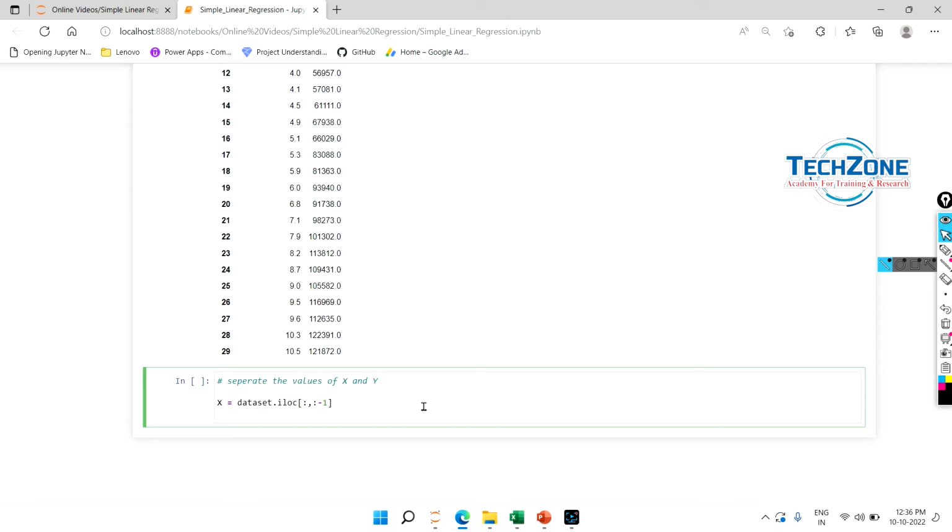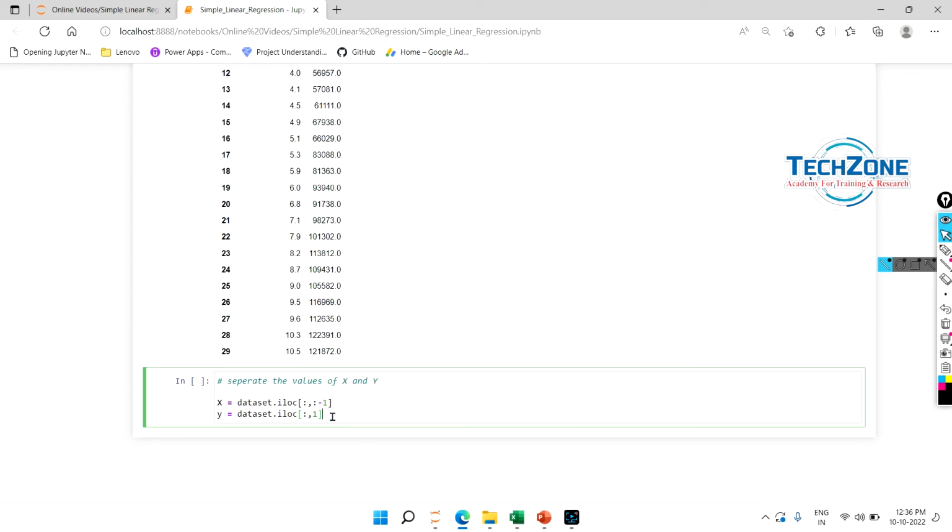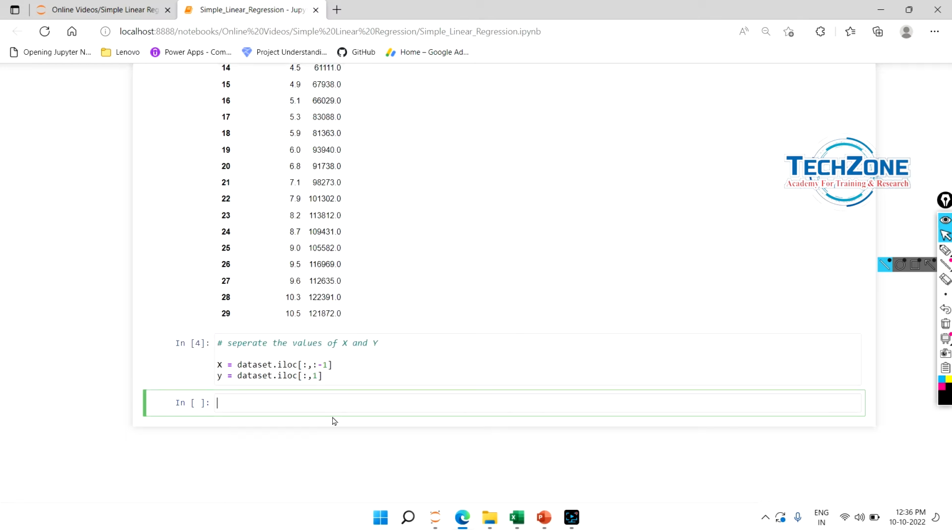What about the value of y? Generally we write the value of x as capital and the value of y as small. y equals dataset.iloc. Here also we need all the rows, and we need only one column. That is the value of y. I'll execute this.